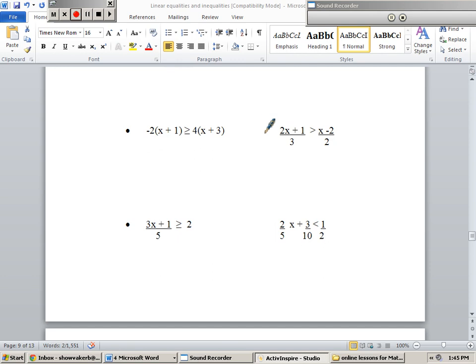Lose that fraction with a 6. Multiply this by a 2, multiply this by a 3. 4x plus 2 is greater than 3x minus 6. Subtract your 3x, subtract your 2. X is greater than negative 8. Nothing flipping on that one.